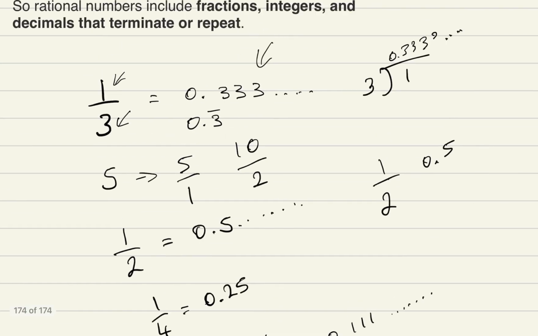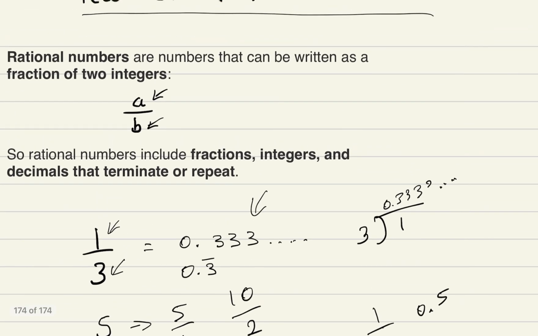So that's it for this lesson. Again, rational numbers are just numbers that can be written as a fraction of two integers.